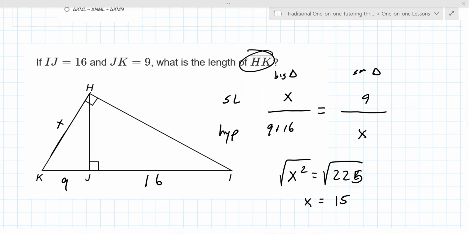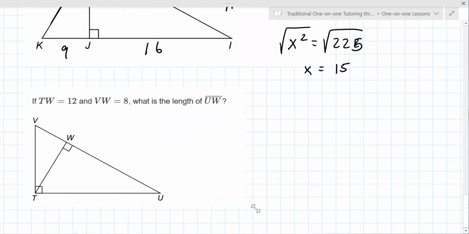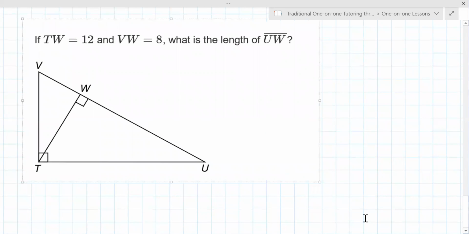Okay. So this setup here is very important. I'll do it slightly differently this time to help here. Okay, so if TW, that's this right here, is 12, and VW is 8, what is the length of UW? So UW is over here. We'll call that X. All right. So you got to be careful here. What is X? X is the long leg of the medium triangle. Do you see that? Yes.